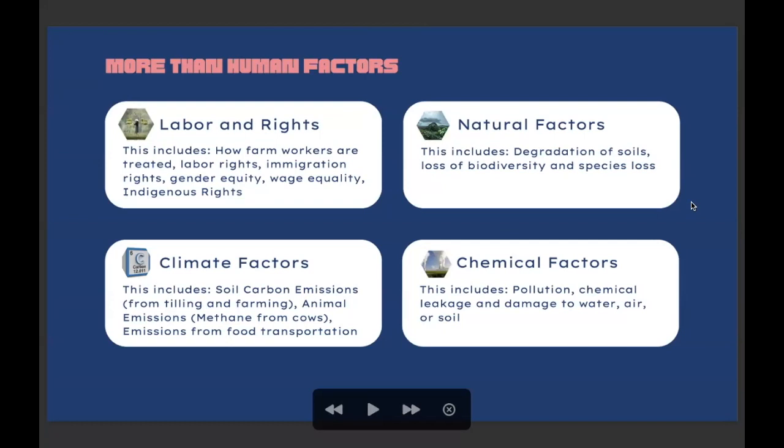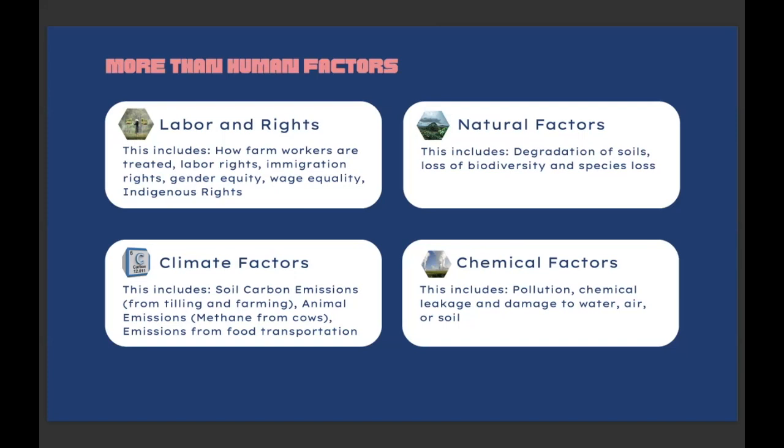So to dive into the more than human factors, I tried to look at a very, very large amount of these potential factors. As you think about it, you can probably think of about 20 yourself, but they generally fall into 4 buckets. One is labor and rights, which includes how farm workers are treated, general labor rights, immigration rights, gender equity, wage equality, indigenous folks' rights.